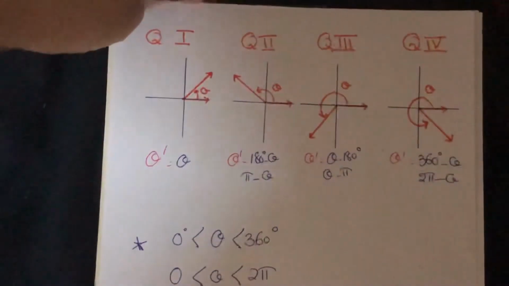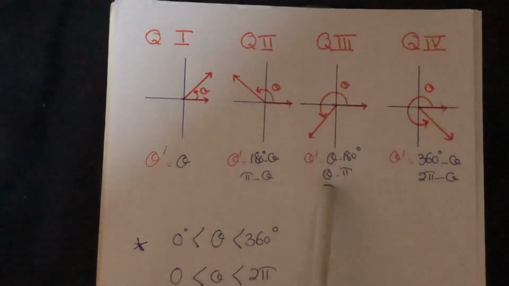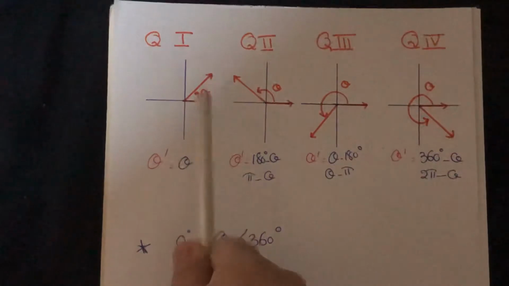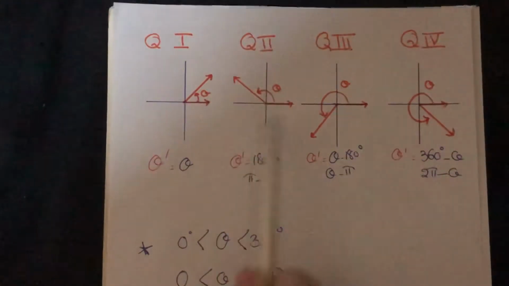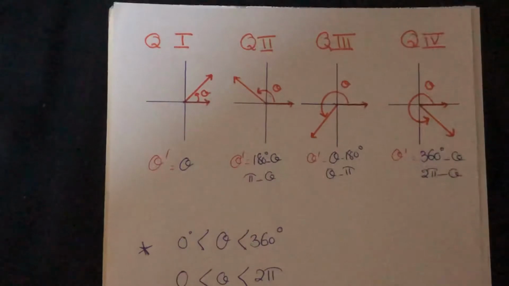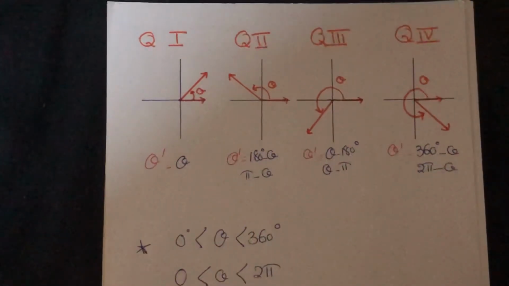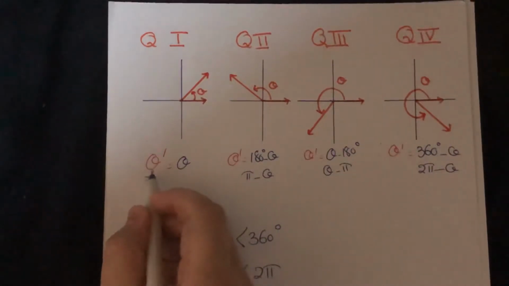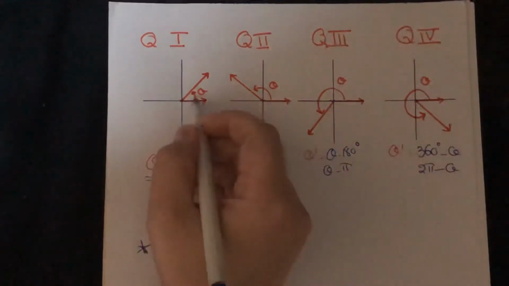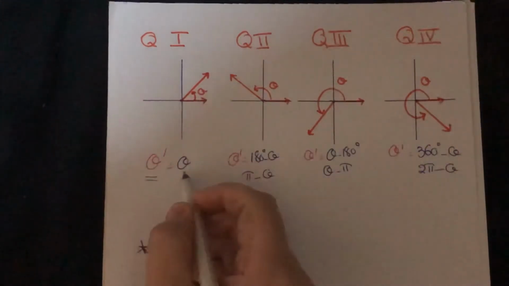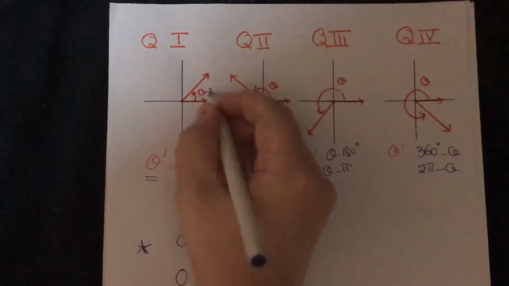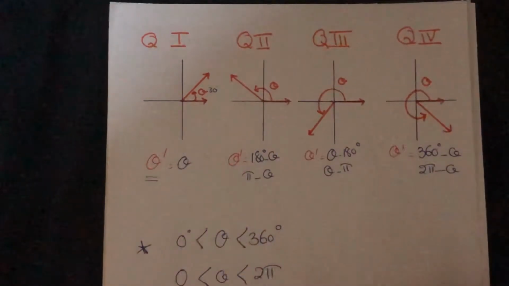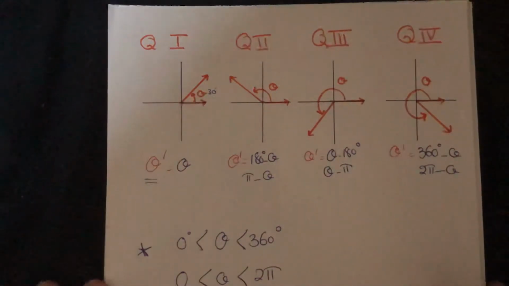Hi everyone. These are the 4 ways of calculating reference angles in case theta is in quadrant 1, quadrant 2, quadrant 3, or quadrant 4. As you have seen in the slides, we usually refer to the reference angle as theta prime. If we are in quadrant 1, the reference angle is equal to theta. So if this is 30, for example, theta prime is also 30. And remember, the reference angle is always an acute angle.